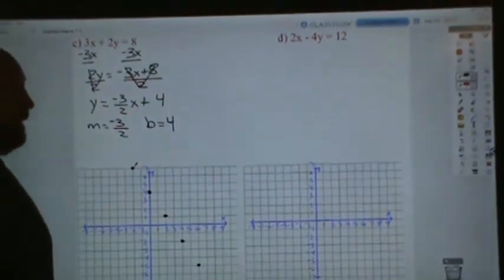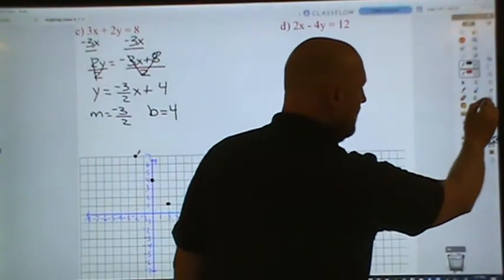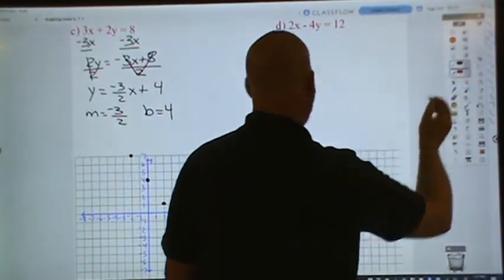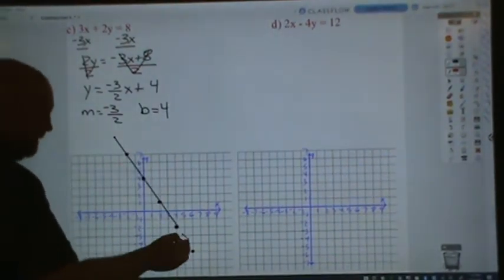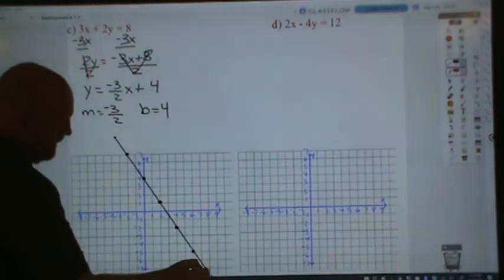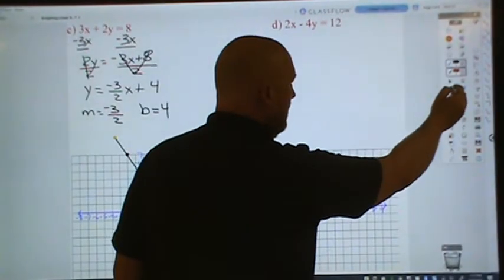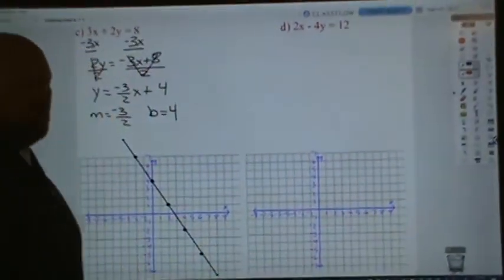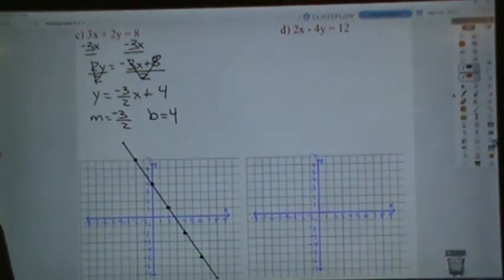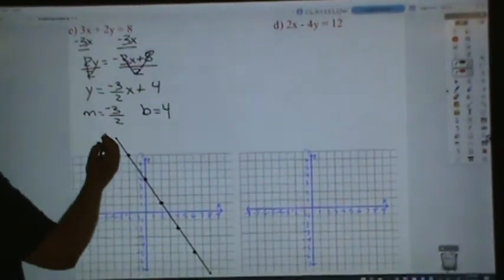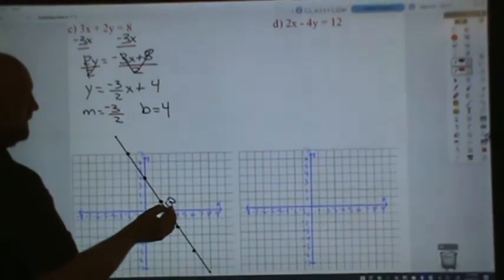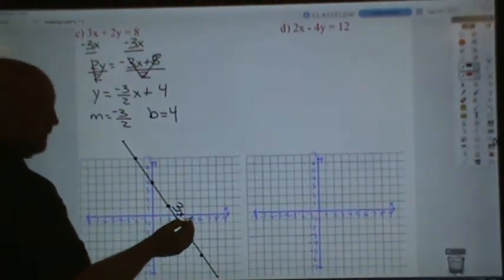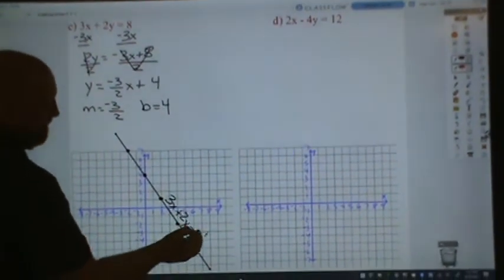as well. A line is determined by 2 points, but the more points that you have on your graph, the less chance of you making a mistake. So I draw my line with a straight edge. So like I said, that could be the edge of a book, edge of a folder, ruler, anything that will let you draw that straight line. Make sure you have arrowheads on there, and then make sure you label with the original equation. The original equation says 3x plus 2y equals 8.